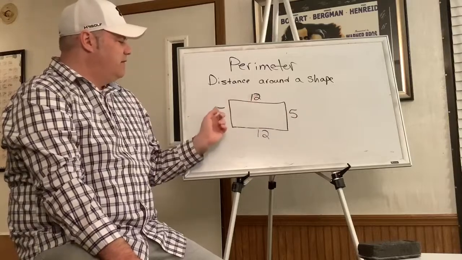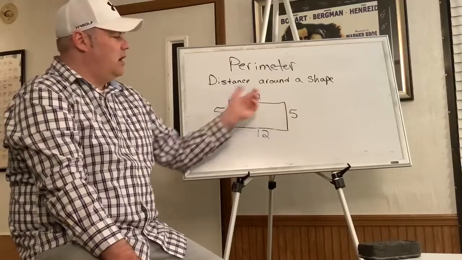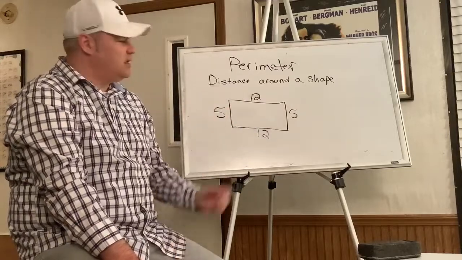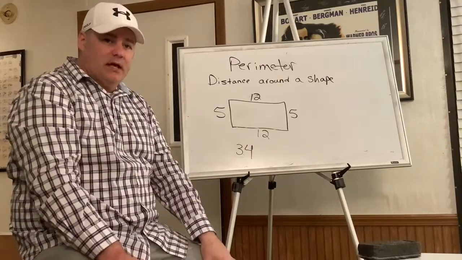So 12 and 5 is 17, 29, 34. So it's 34 inches or feet or whatever the measurement is around. So this answer is 34. Okay, that's the perimeter of the rectangle.